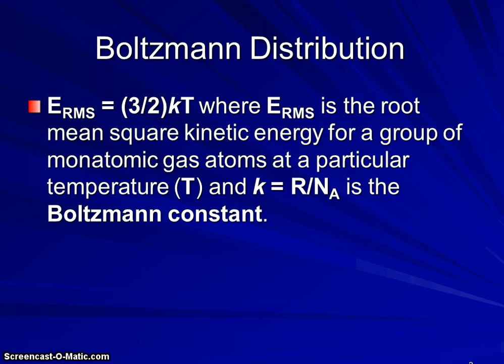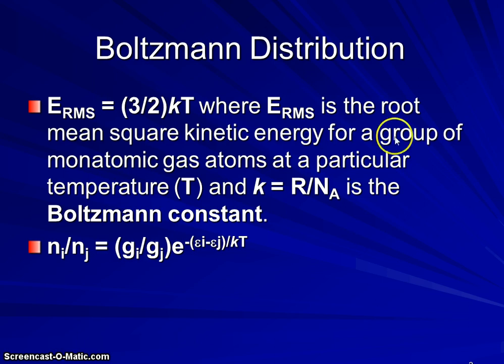The root mean squared energy of a group of particles is going to be 3/2 kT, where k is the Boltzmann constant. It's R over Avogadro's number, and that root mean squared energy is talking about kinetic energy for a group of, say, gas atoms. And when that is the case, we can calculate the number of particles in a particular energy level that have a particular energy using this formula.